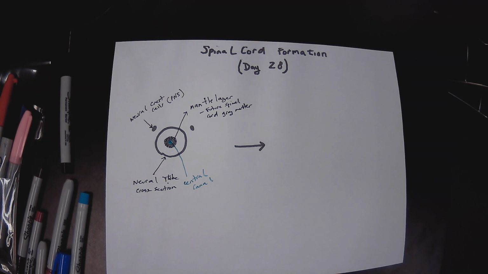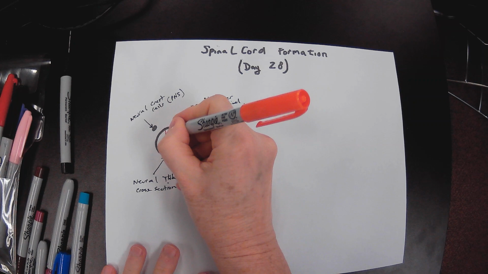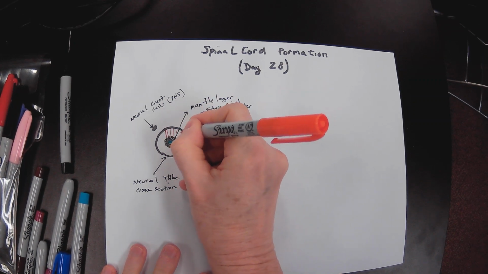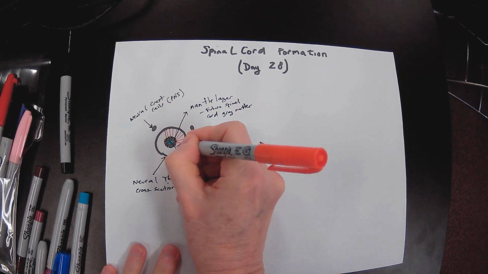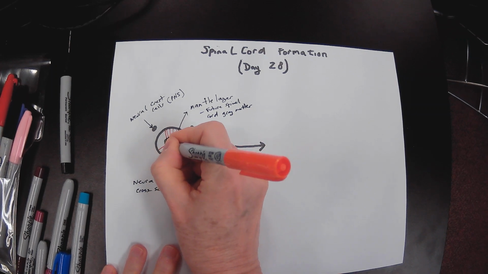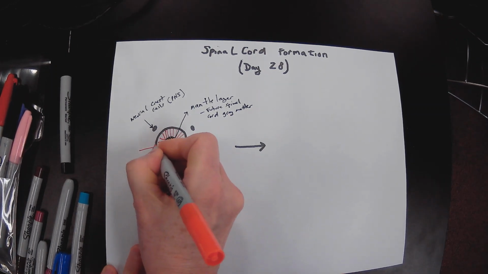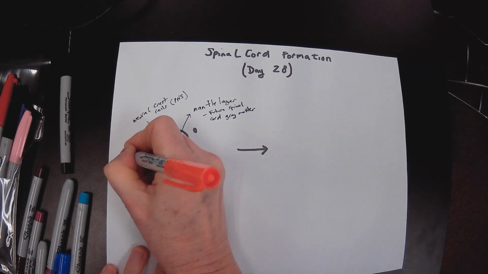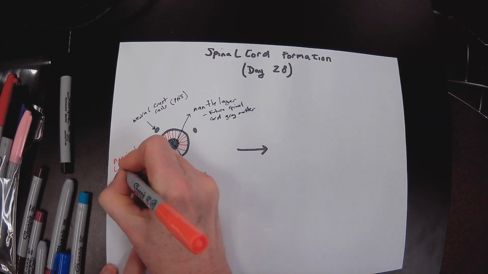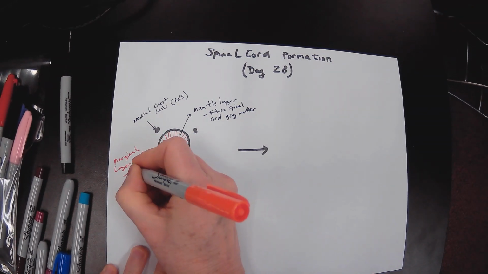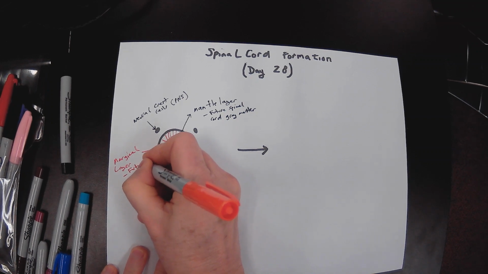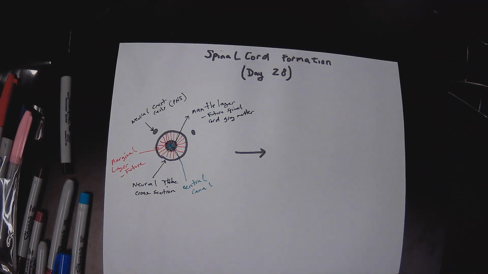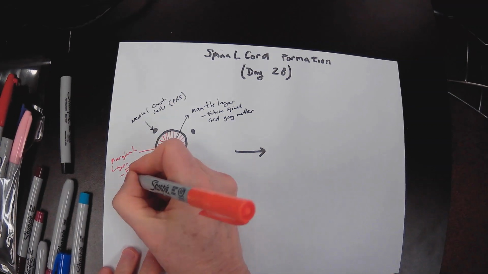And so you have the central canal, then you have your mantle layer. Then outside your mantle layer, you have a whole bunch of white matter. And this white matter is known as your marginal, M-A-R-G-I-N-A-L layer. And that's your future tracts, white matter. Just say future white matter.